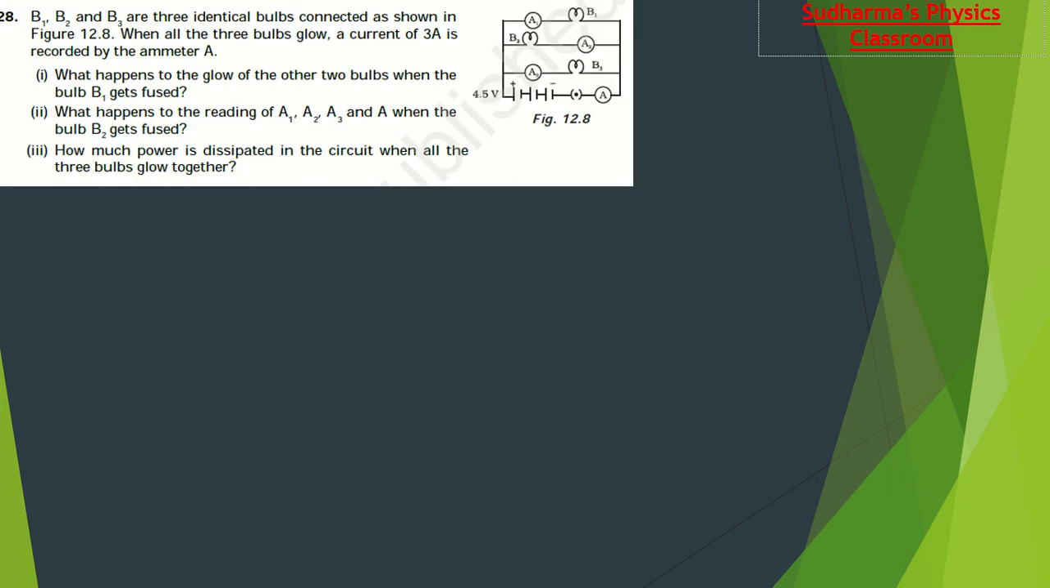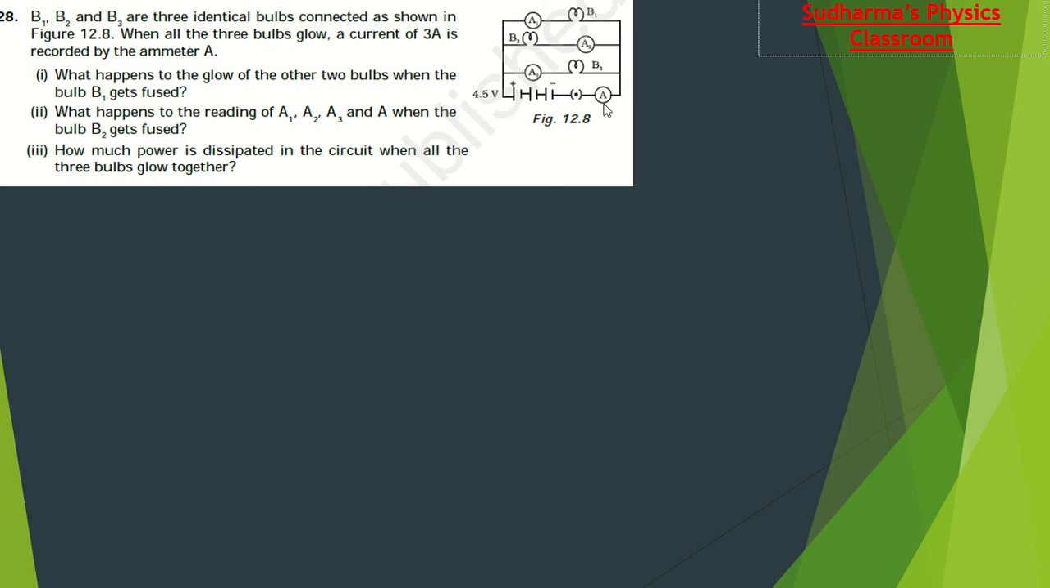Coming to the last question of this short answer series. B1, B2 and B3 are 3 identical filaments connected as shown in figure. When all the 3 bulbs glow, a current of 3 ampere is recorded by the ammeter A. We have to read between the lines now. B1, B2 and B3 are 3 identical bulbs. Identical bulb means what? They will have the same resistance. They will have all the specifications the same.